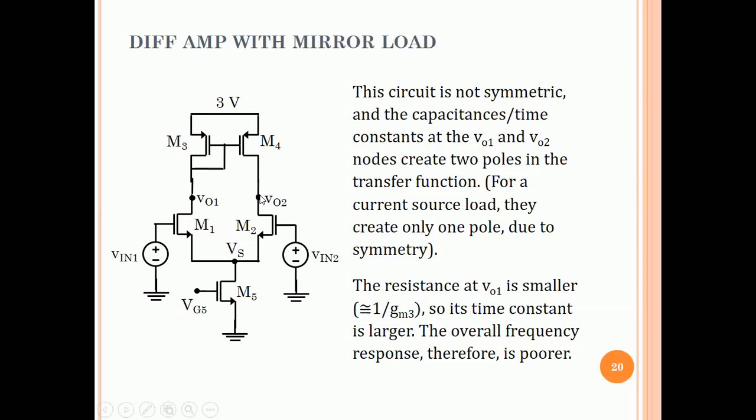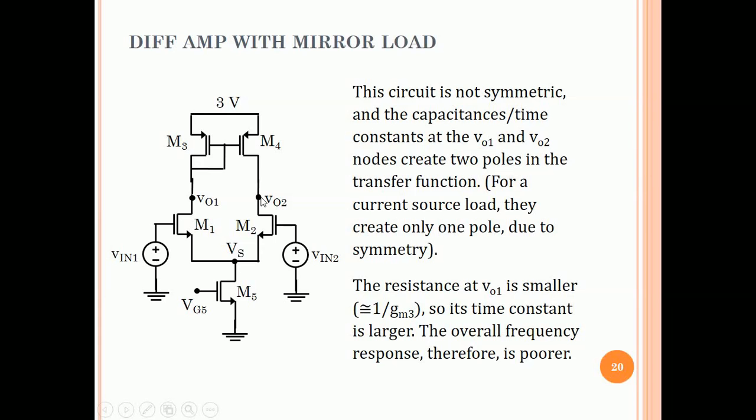So the pole that is added in this mirror load circuit is at a frequency higher than the dominant pole frequency. But overall, the fact that there is one more pole in the overall transfer function degrades the frequency response. We will see why an additional pole degrades frequency response when we study stability and compensation.